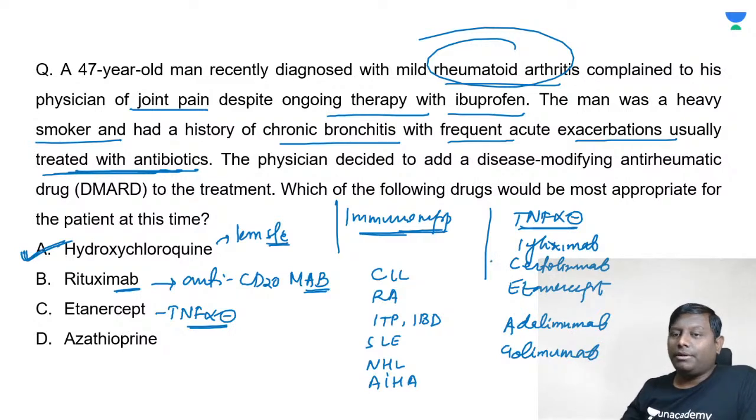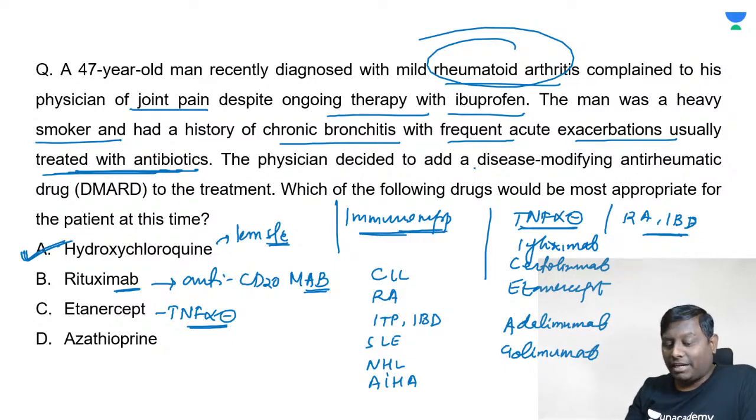TNF alpha inhibitors can be utilized in multiple conditions, including rheumatoid arthritis, inflammatory bowel disease, but not in this patient who is already having multiple frequent respiratory tract infections. Clear? So I think itni baat clear ho gayi. Moving on to the next one.